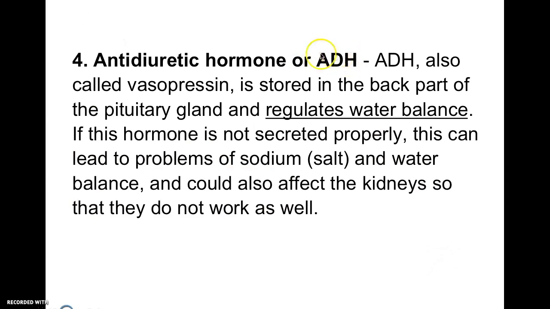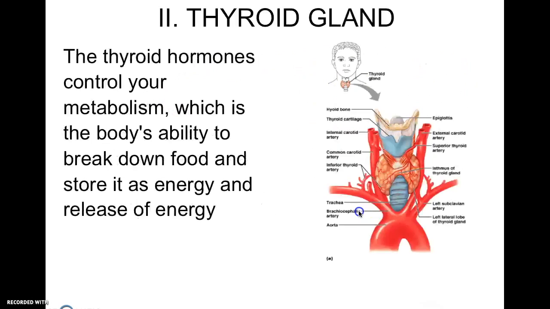ADH. So ADH is very, very important, and we'll talk more about this when we talk about our kidneys. So ADH, also called vasopressin, but just ADH, antidiuretic hormone, is stored in the back of the pituitary gland and regulates your water balance. If this hormone is not secreted properly, this can lead to problems in sodium and water balance. So urinating constantly or not urinating enough. That would be caused by the pituitary gland, which is ADH.